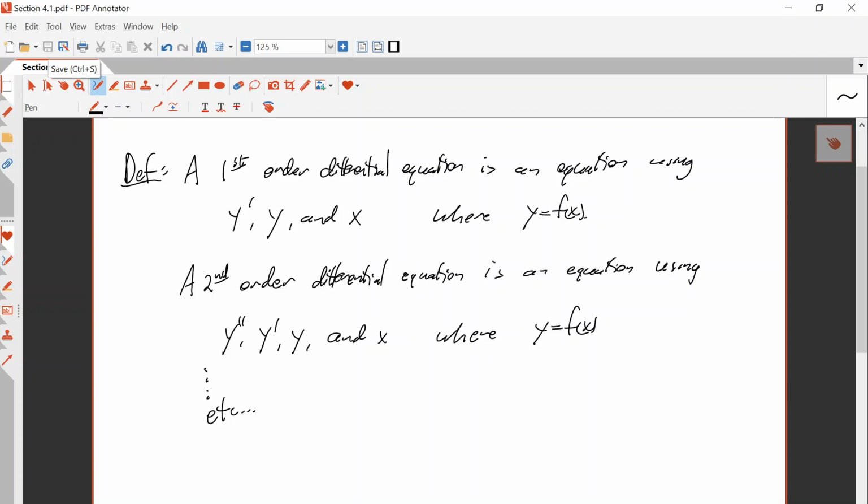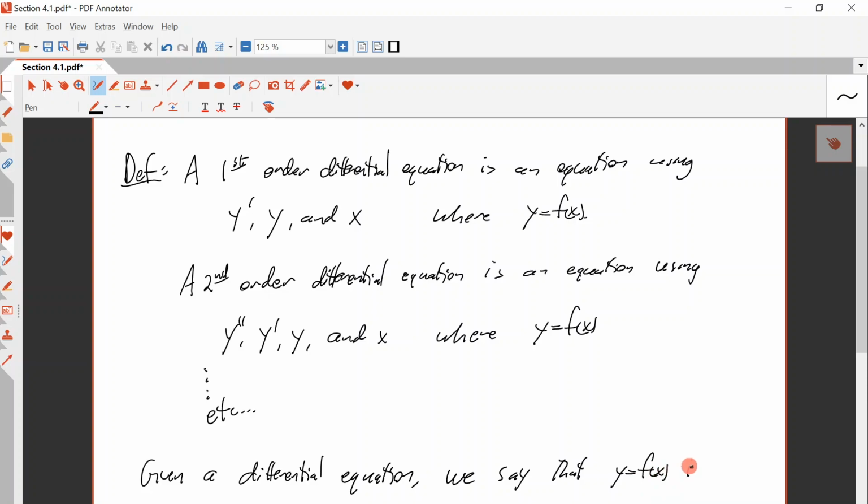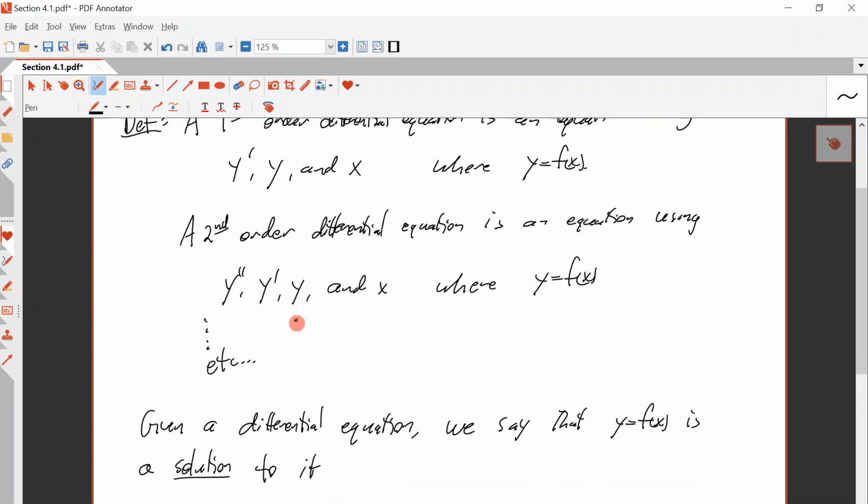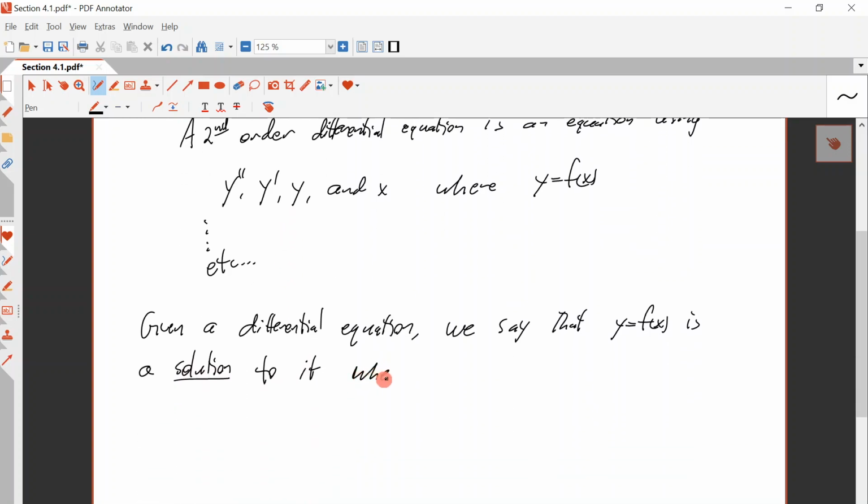So given a differential equation, we say that y equal to f of x is a solution to it when f of x satisfies the equation.